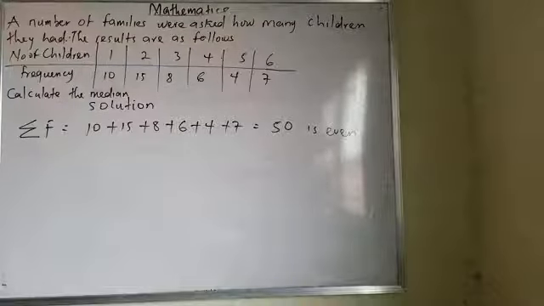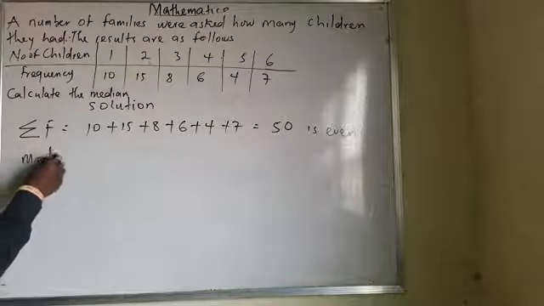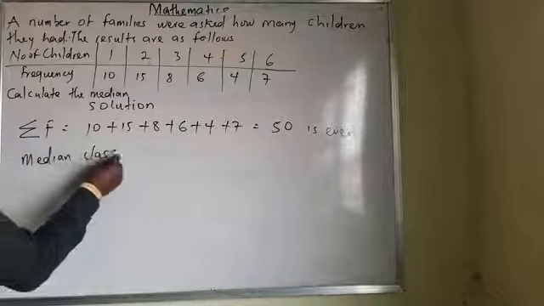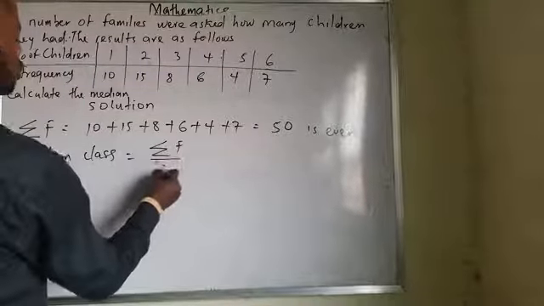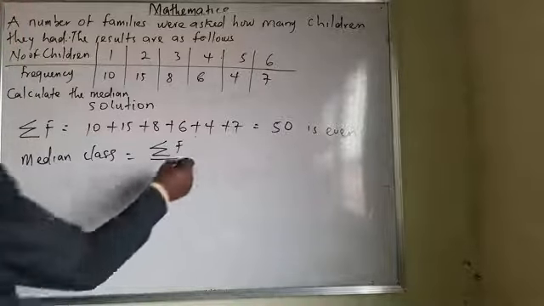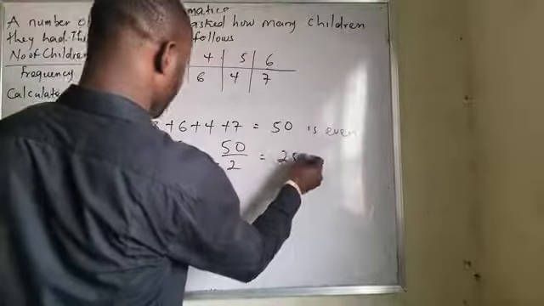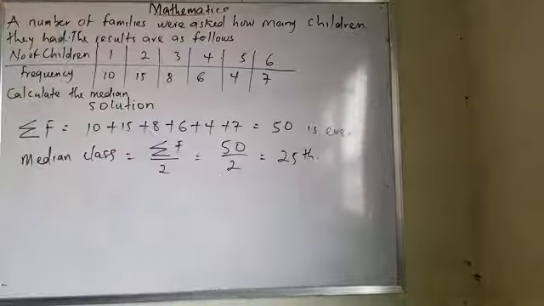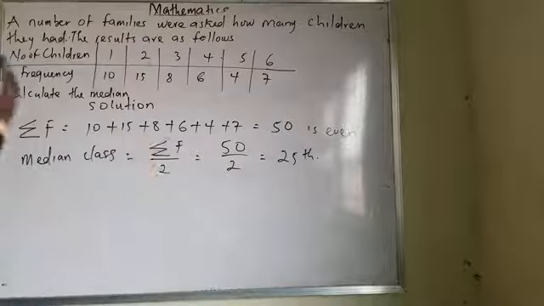Since it's even, my median class will be equal to summation of F all over 2 because it's even. What is our summation of F over 2? 50 all over 2, which is going to be 25. Now, this is just like a positioning. You will now come here and add up the cumulative frequency that will give us 25.